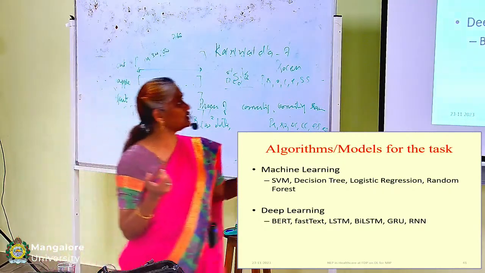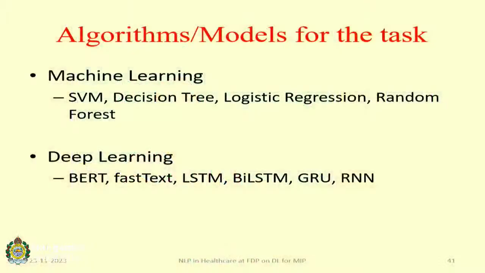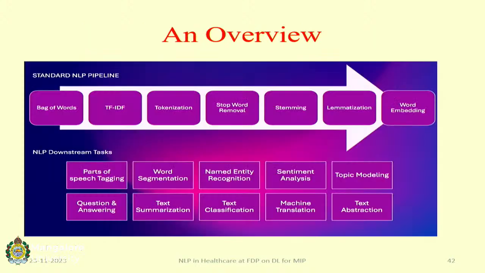Then what do we need? We need the algorithms or models. If you are using machine learning, then with respect to the classification problem, we have SVM, decision tree, logistic regression. There are a number of classifiers which we can use. And if it is deep learning, then we can use, for example, BERT. BERT can be used for feature extraction. BERT also supports classification. There are models like that.